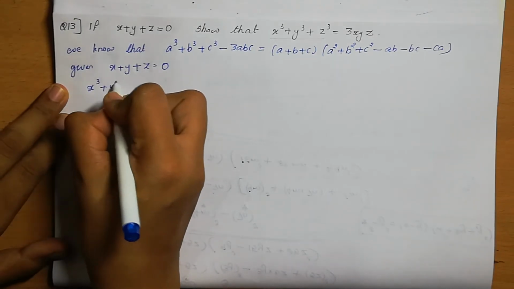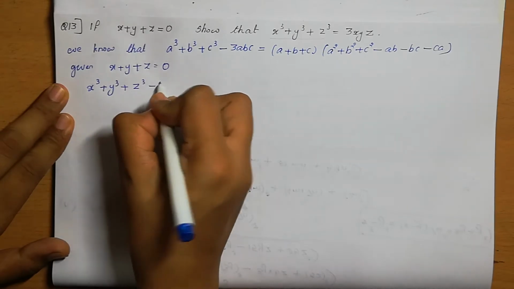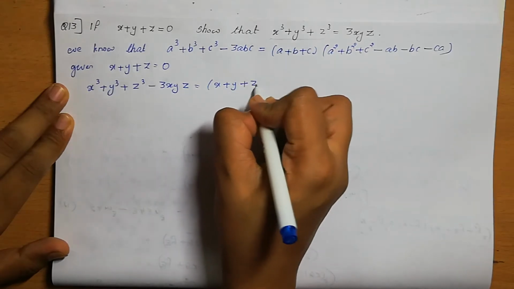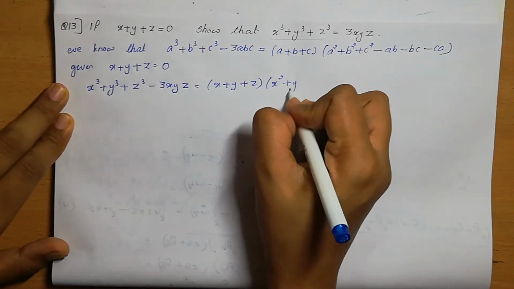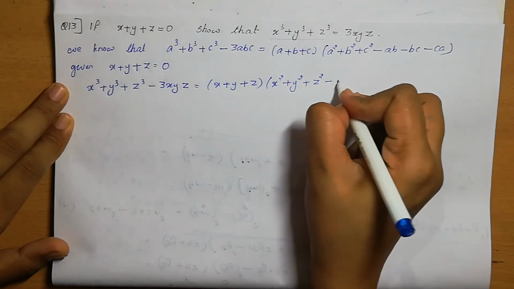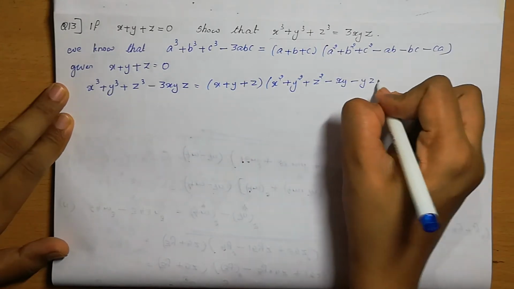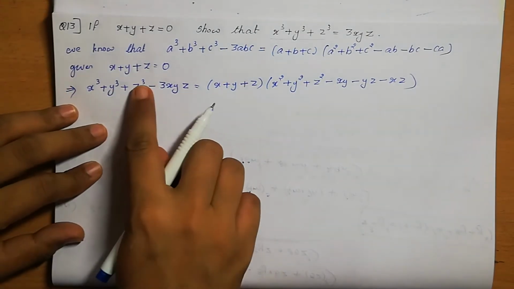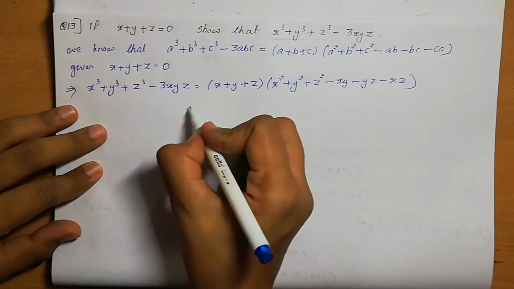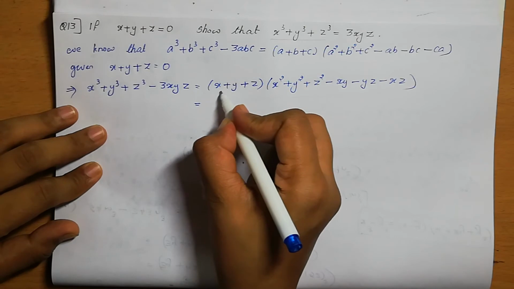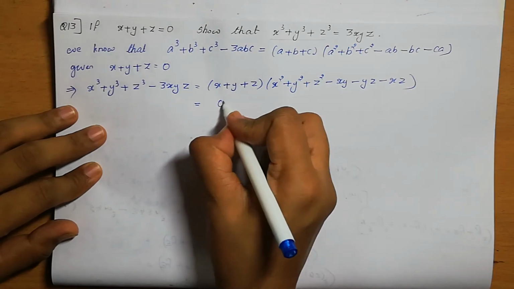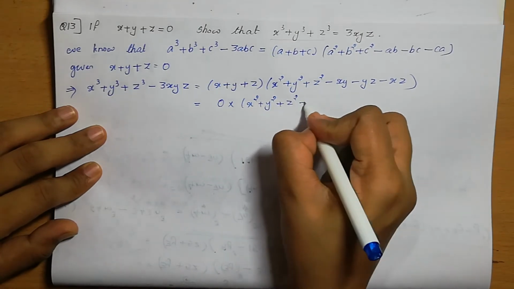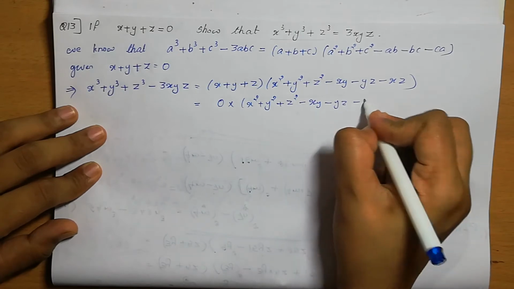I can write this identity as x cube plus y cube plus z cube minus 3xyz equal to x plus y plus z into x square plus y square plus z square minus xy minus yz minus xz. Based on this equation we can write this identity, right? So here what is given? X plus y plus z equal to 0 is given. That means 0 into the whole term. Instead of this x plus y plus z, I can substitute 0 into x square plus y square plus z square minus xy minus yz minus zx.